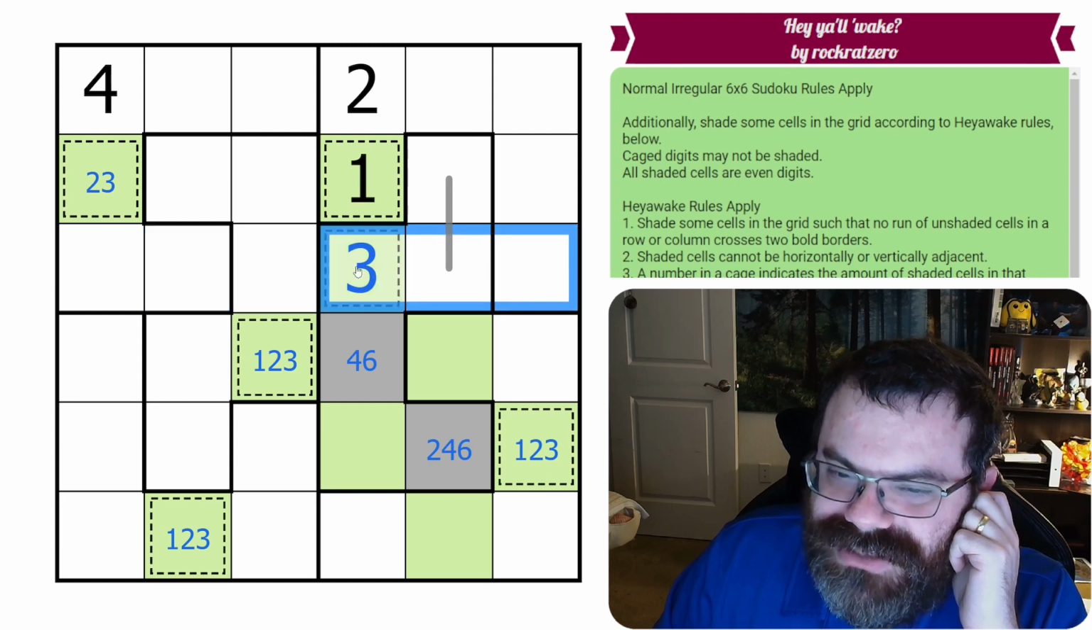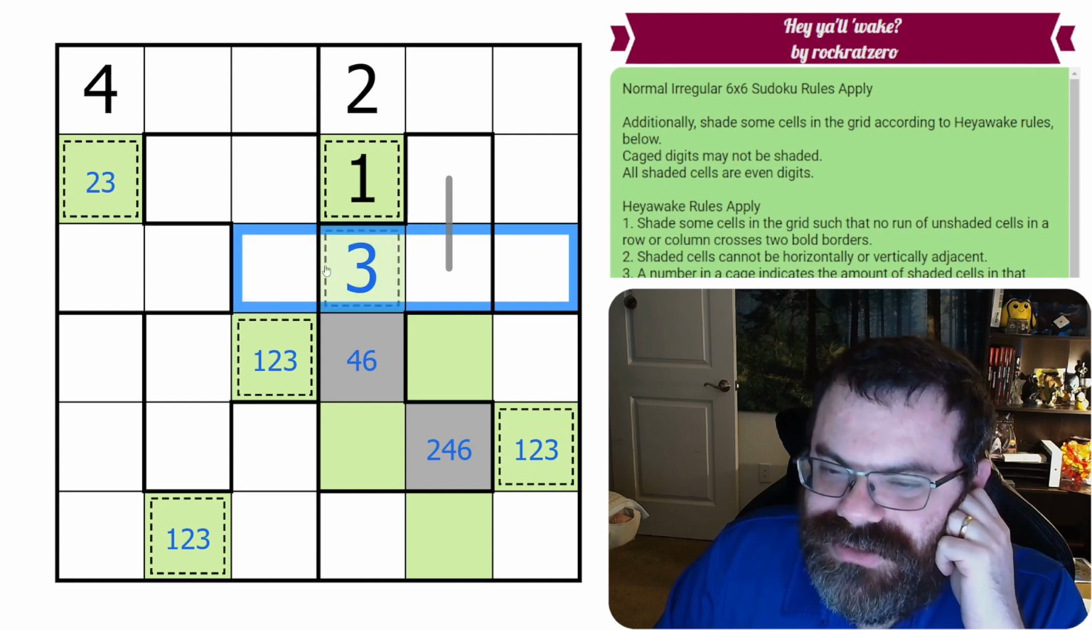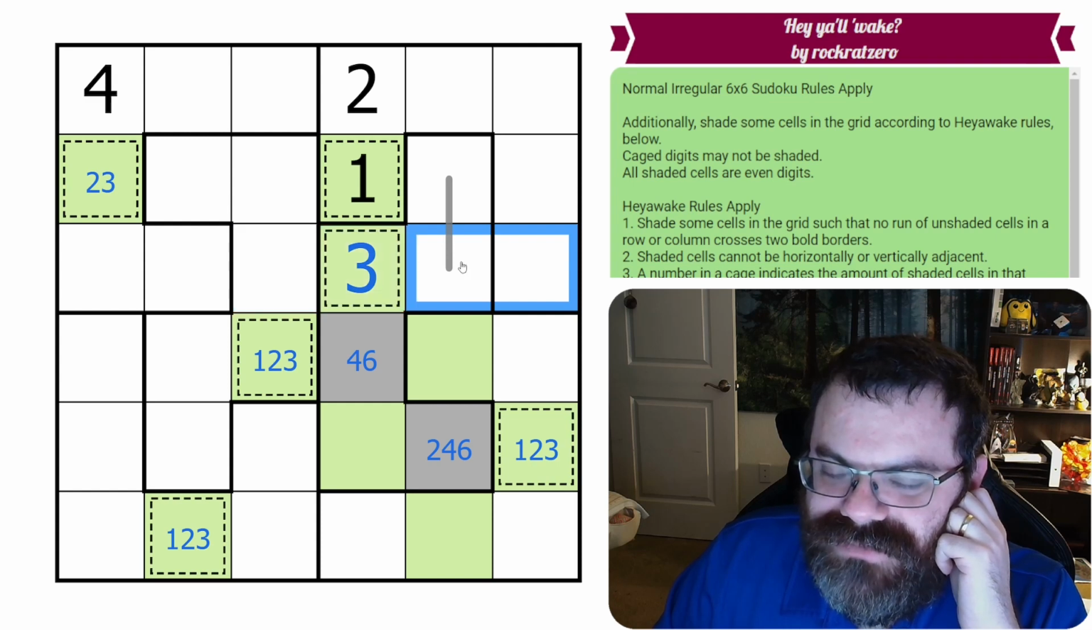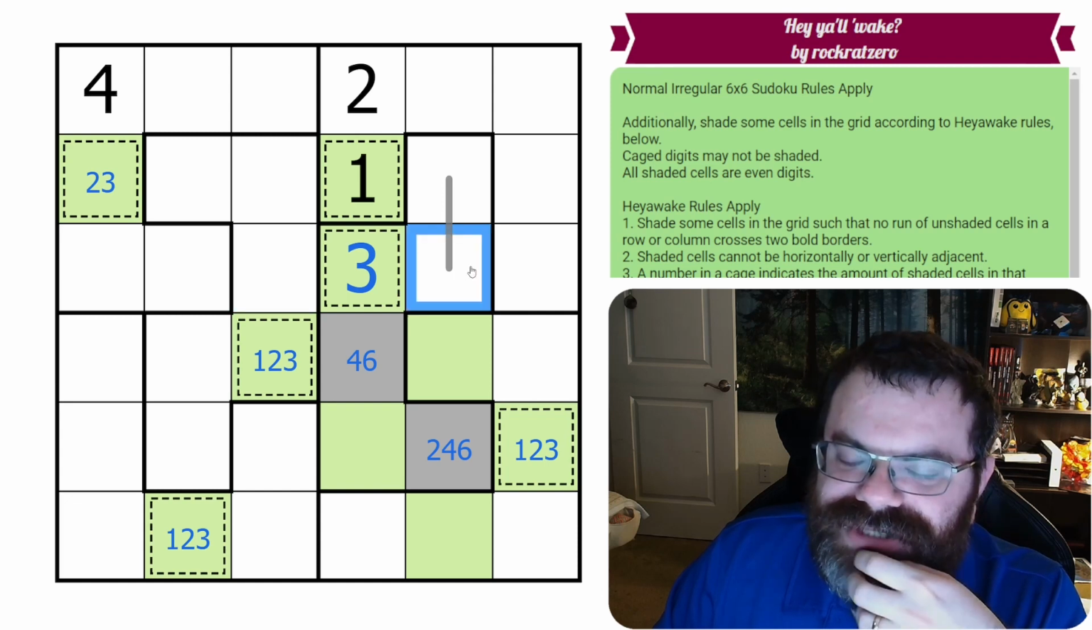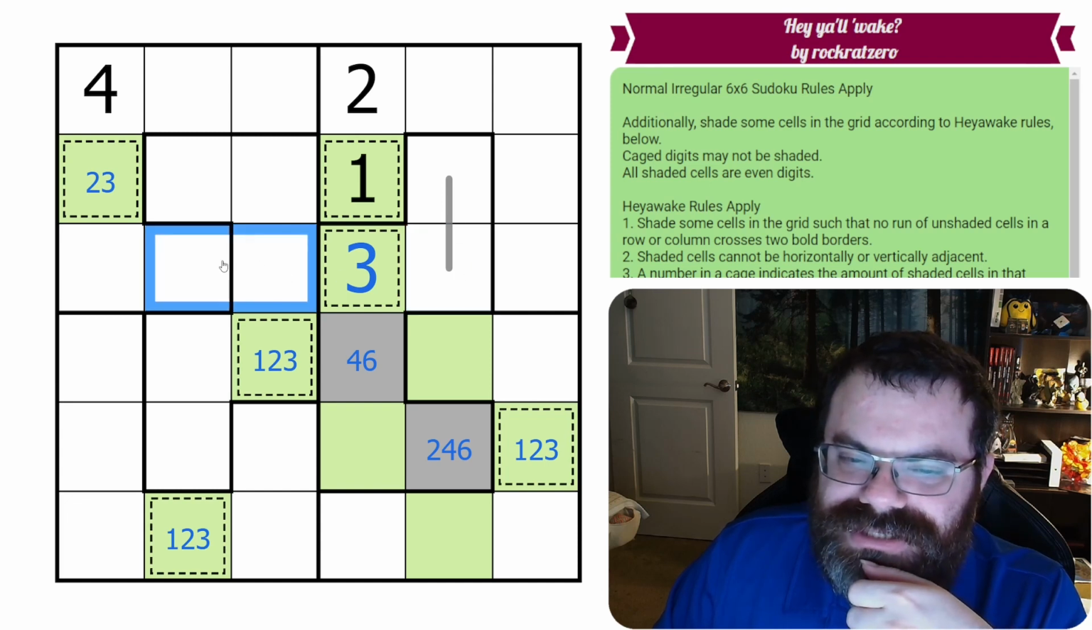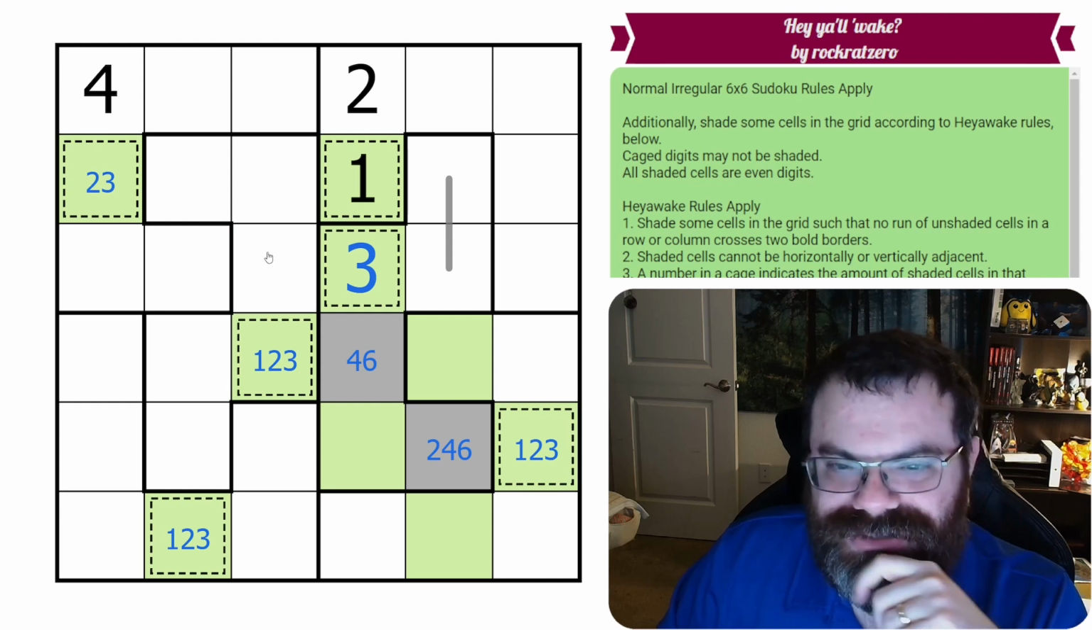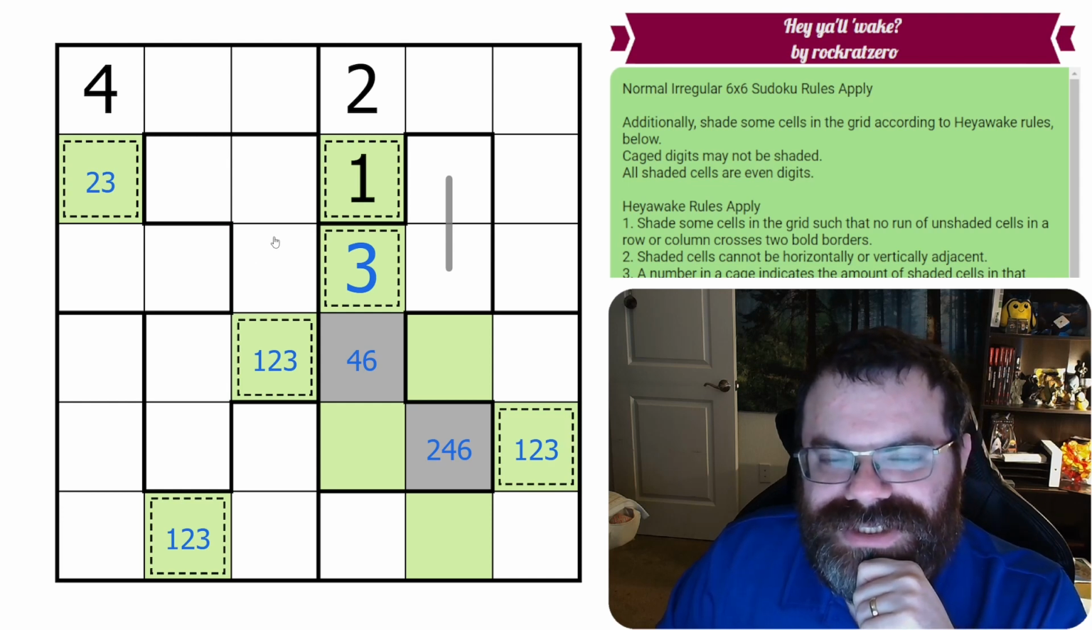Well, actually, let's think about this run here. In order to prevent this run from crossing 2 bold borders, we're going to need to shade either one of these 2 or this one. But if I shade just this one, I'm still going to need to shade one of these 2. So I'm not 100% sure what to do there, but it's interesting.